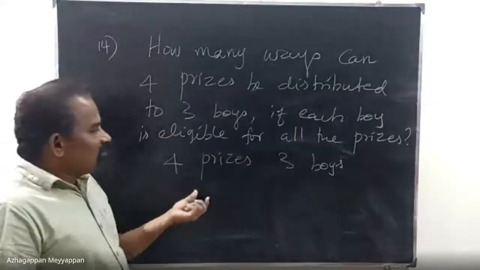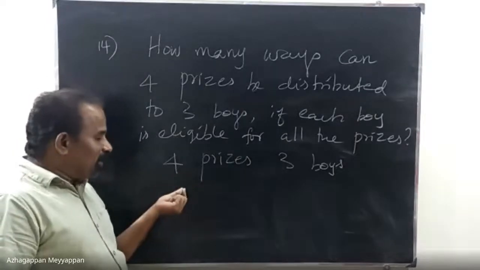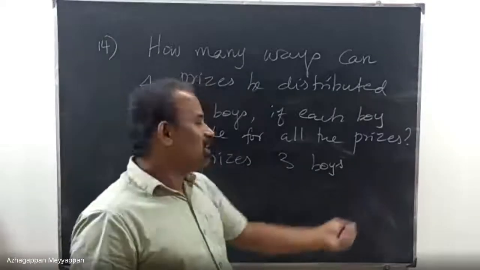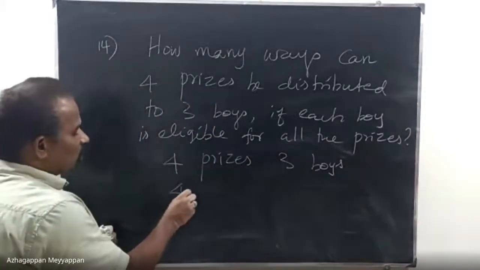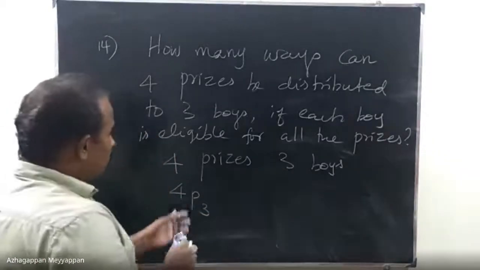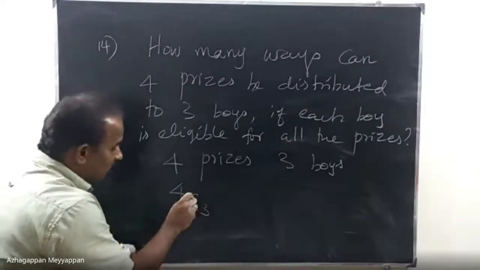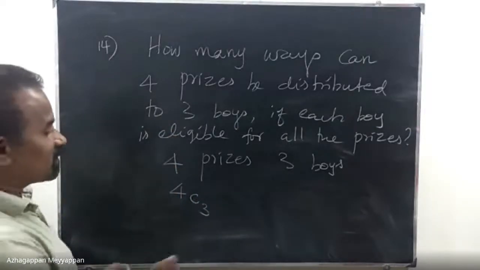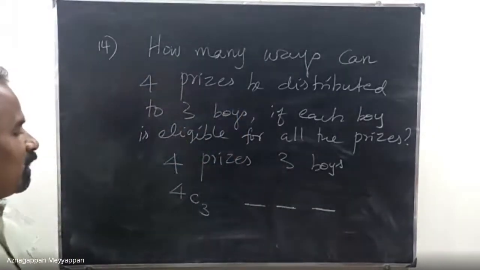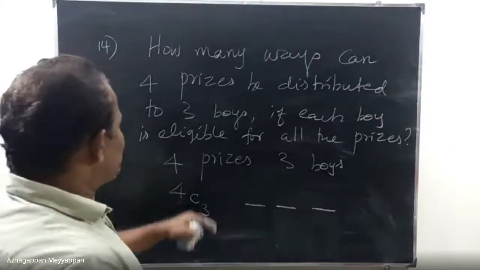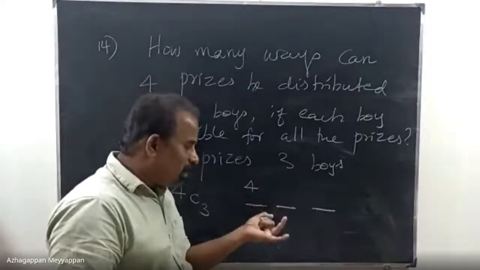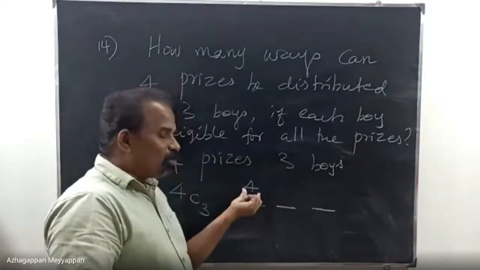So therefore, you have to select 3 prizes out of 4 prizes. That 3 will be distributed to 3 boys. So therefore, simply I can take 4P3. Okay, sorry. This is 4 prizes. You have to select, this is not permutation, 4C3. Or otherwise, this is first boy, this is second boy, this is third boy. So the first boy, there are 4 possibilities. Either he can get first prize or second prize or third prize or fourth prize. So there are 4 possibilities.